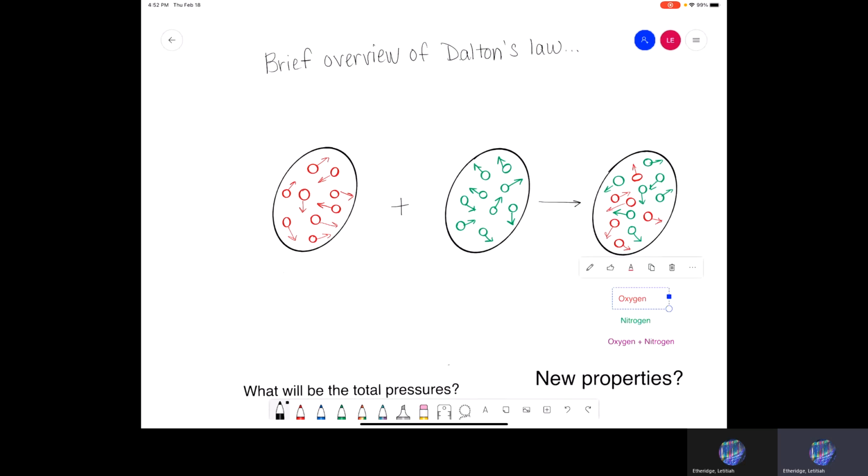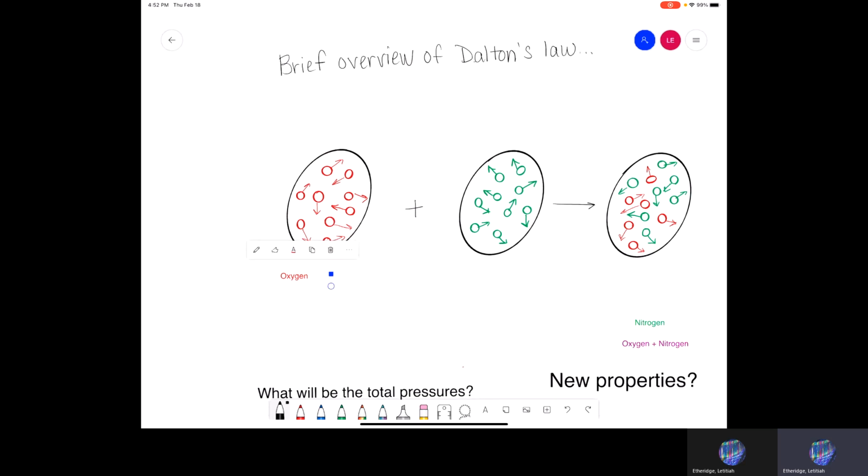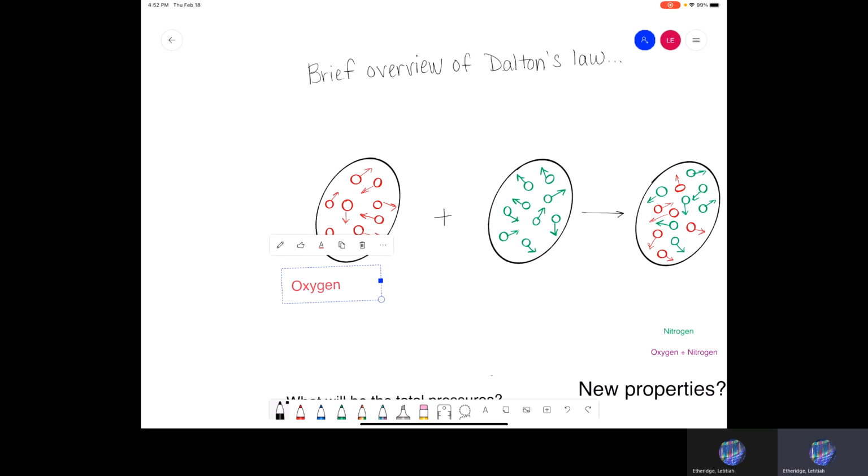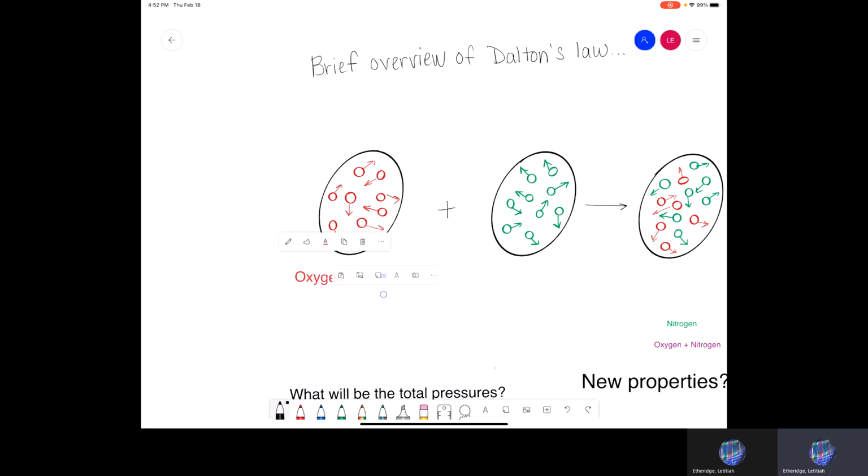In this example up here, in my very first little balloon or bubble, whatever you want to call it, this is my oxygen in red. Oxygen by itself is going to exert a pressure on its own, right? I want you to think about pressure in terms of molecules of gas hitting the side of the container. You see these arrows? As these molecules of gas are moving around in the container, as they hit the sides of the container, that is what is creating pressure.